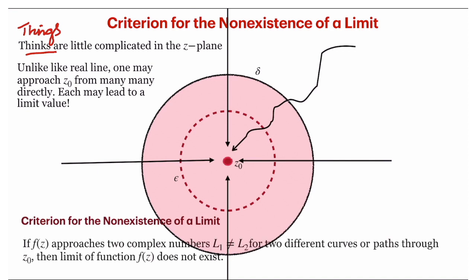If f of z approaches two complex numbers, L1 not equal to L2, for different curves or paths through z0, then the limit of f of z does not exist. So in our case, more to worry about the existence of limit, what it says is that essentially all the paths coming in the z plane, when the limit is approaching z0, they should define one limiting value. If there are more than one limiting value, then your function is discontinuous.